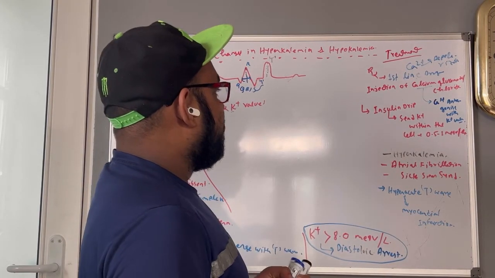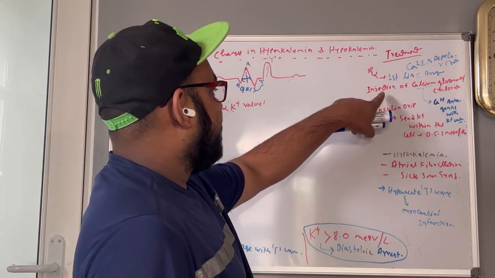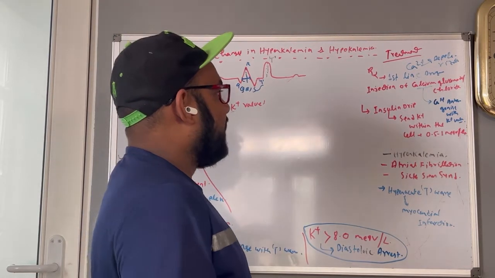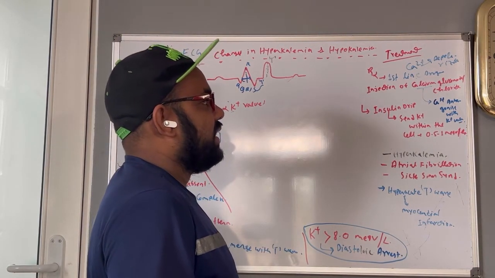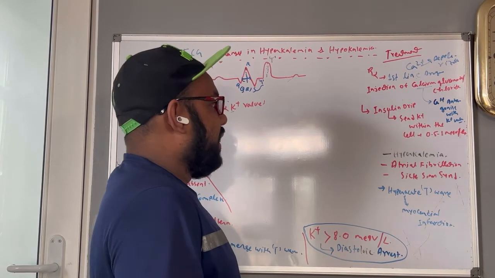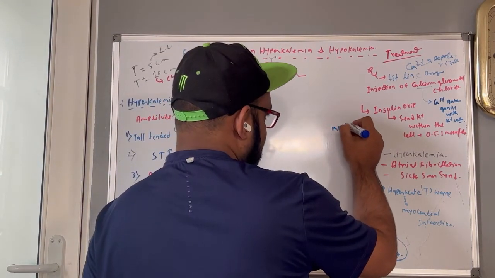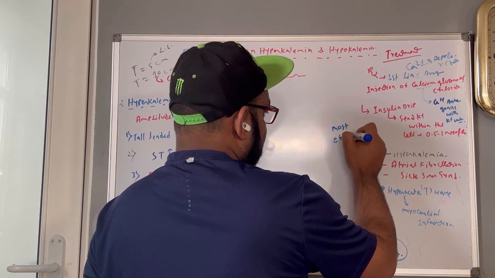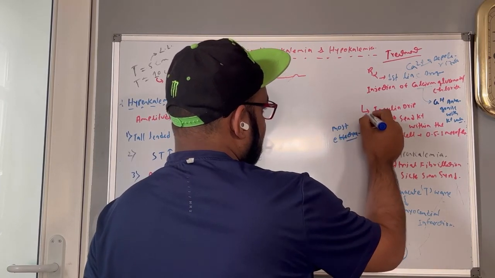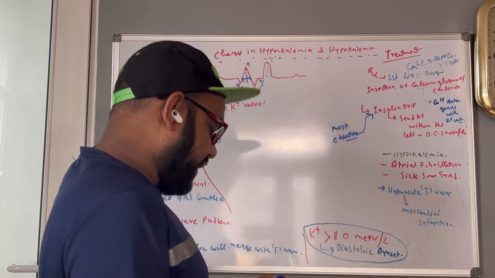So which is the first line drug we can use? If in the exam they ask what is the first line drug, that should be injection of calcium gluconate or calcium chloride. And if they ask which one is the most effective drug, that will be the insulin drip along with dextrose in pediatric cases.